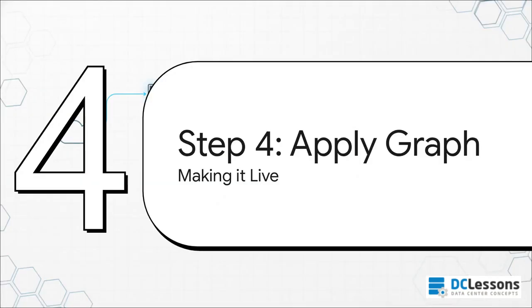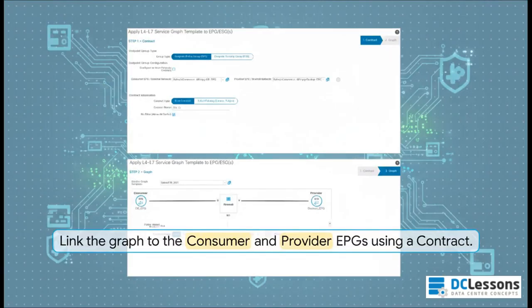And here we are, section 5, the final configuration step. Applying the graph. We've designed the blueprint, we've drawn the map, now it's time to make it real. This is the moment we take our logical plan and actually deploy it into the fabric by attaching it to a contract between our source and destination EPGs. This wizard is where it all comes together. It's pretty straightforward. We choose our consumer EPG, that's where the traffic is coming from. We choose our provider EPG, that's where it's trying to go. And then we link them with a contract, which is basically the rulebook that governs how they're allowed to talk to each other. It's this contract that's going to trigger our service graph.